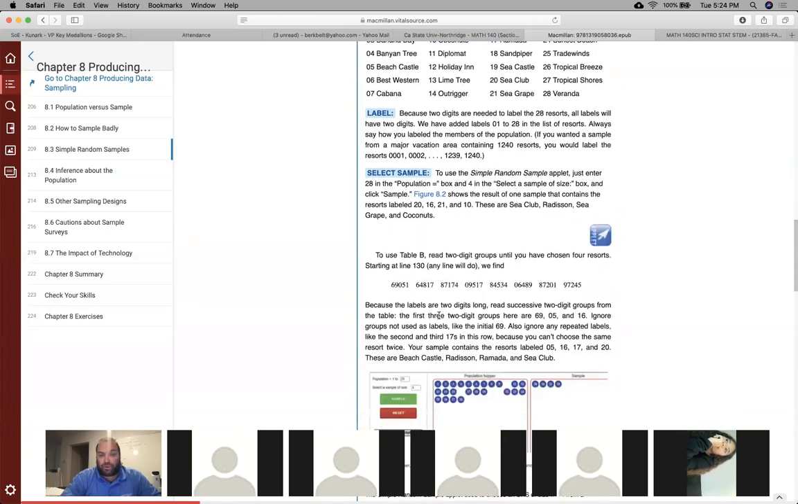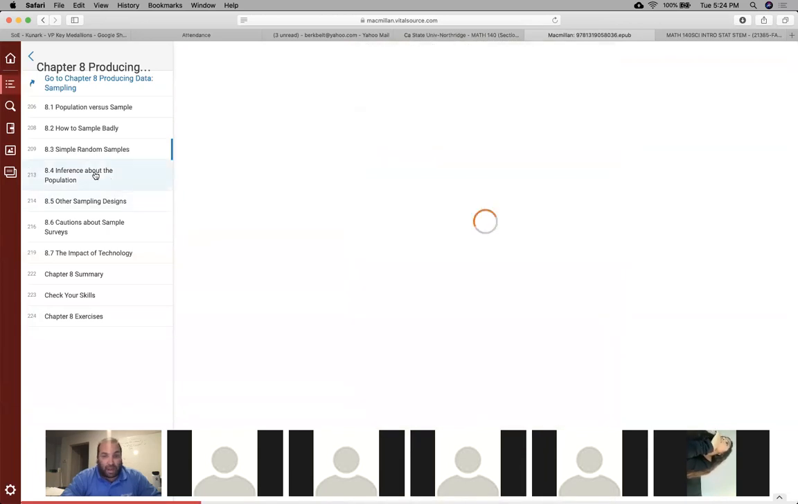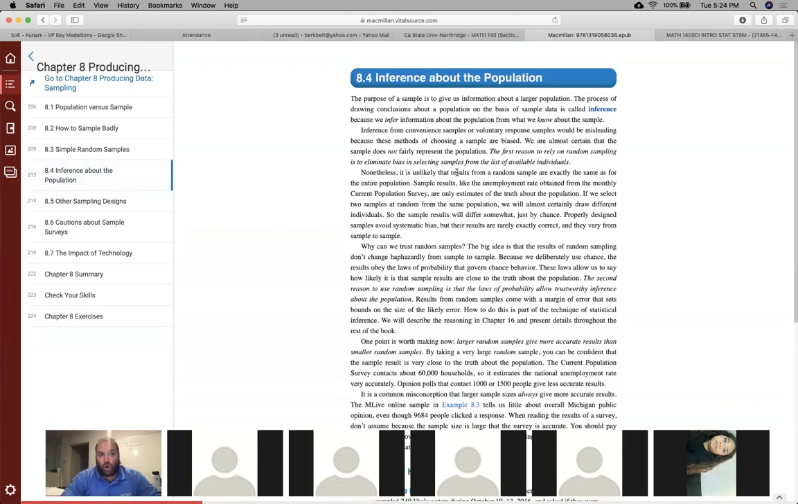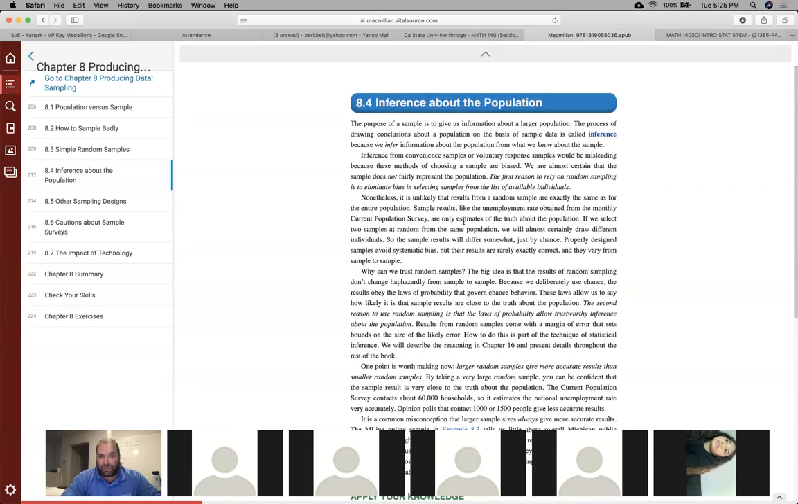So simple random samples are great, and random number generators can really do that for us. Now, at the end of the day, the goal is to go from your sample and infer something about the population. That is the goal of the problem. This is what pretty much the entire rest of the semester is about. How can I take information about my sample and infer something about the population? This was a very small section because basically it's just conceptual.